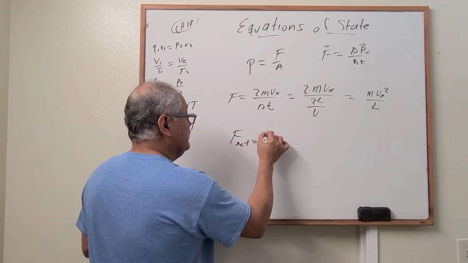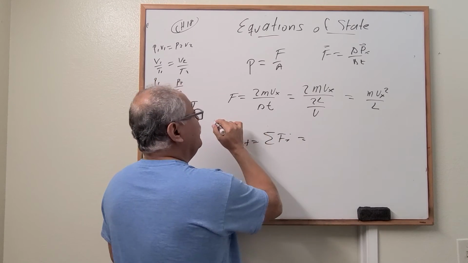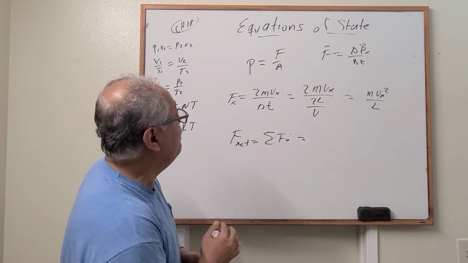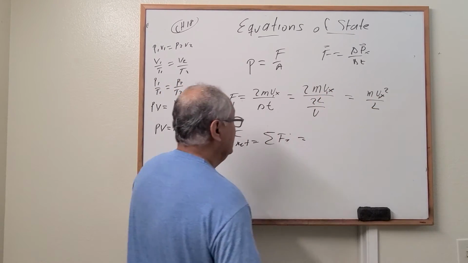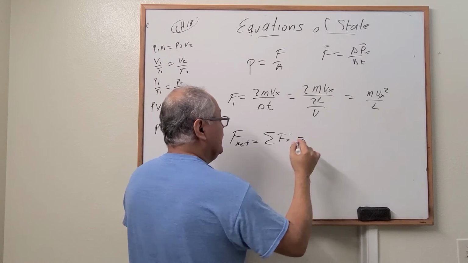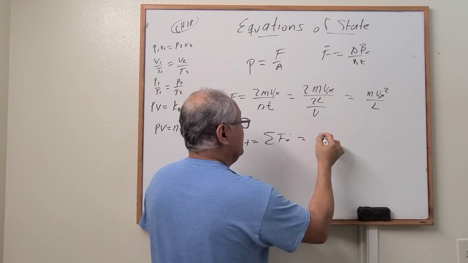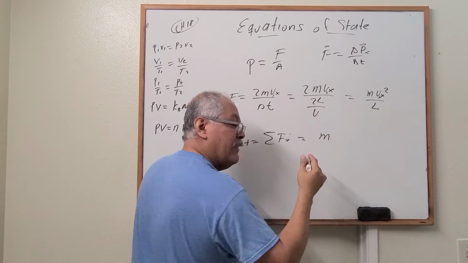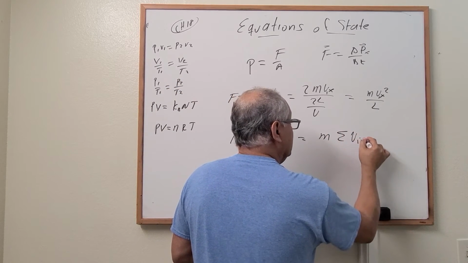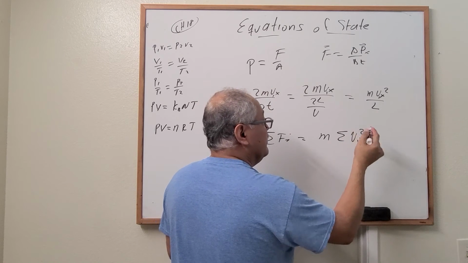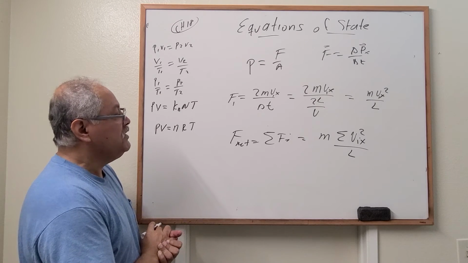The net force is equal to the sum of the forces, and this is for one particle. The same thing happens right here, but for n particles. The net force is going to be the mass of each particle times the sum of the speeds of the particles squared, divided by L. This is for n particles.